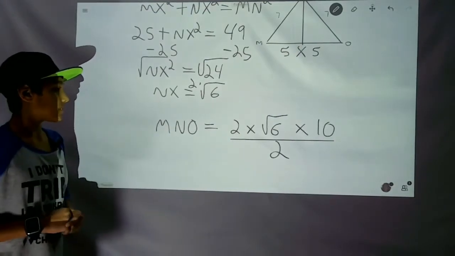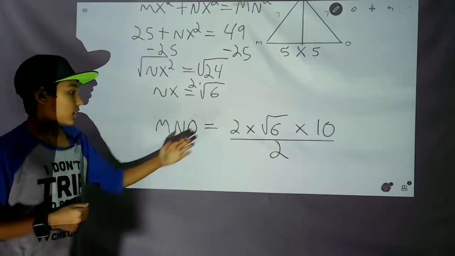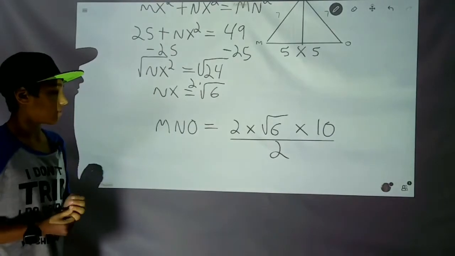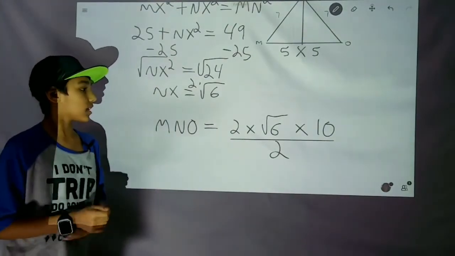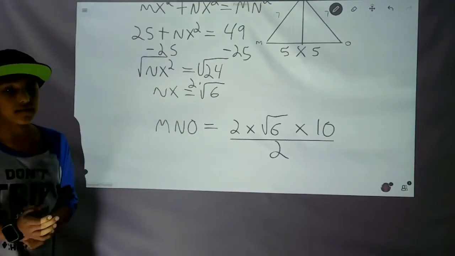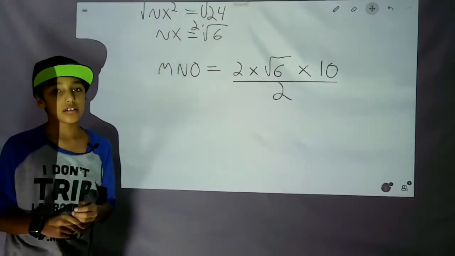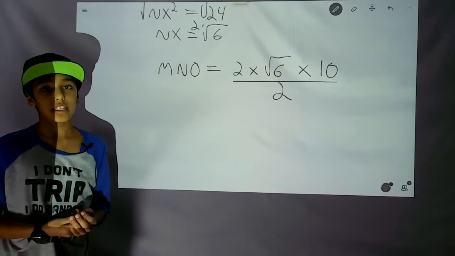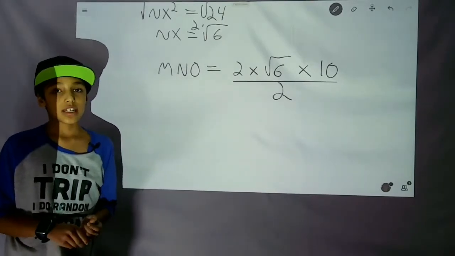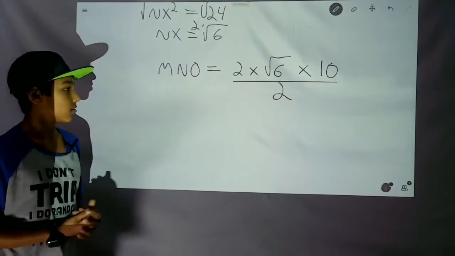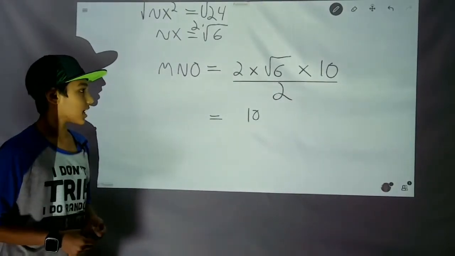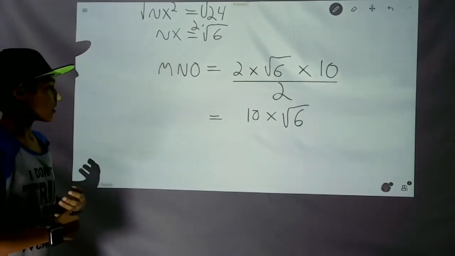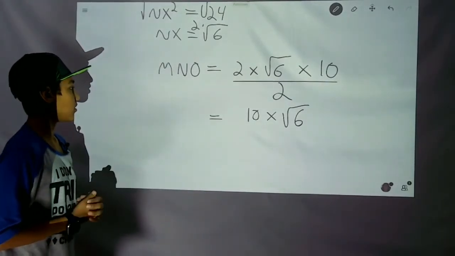Sorry. So times 10. So we multiply the like terms up here, which is 2 and 10. We can't multiply 10 times the square root of 6. So we have 2 times 10, which is 20, times the square root of 6. And then we divide that by 2. So we divide the like terms, which is 20 and 2, and we get 10. So this whole thing is equal to 10 times the square root of 6. And we have the area. So this is our answer of MNO.